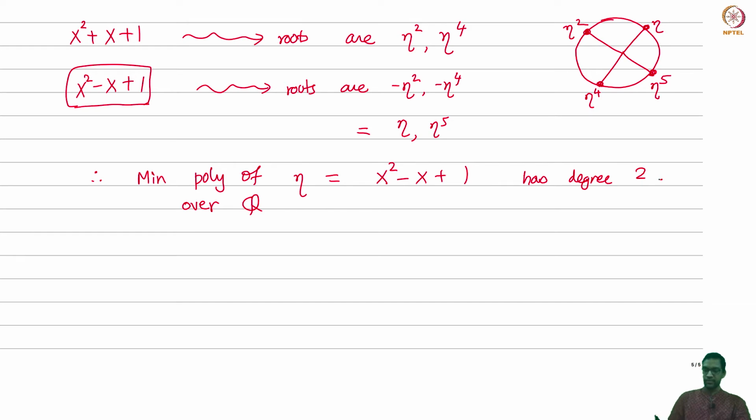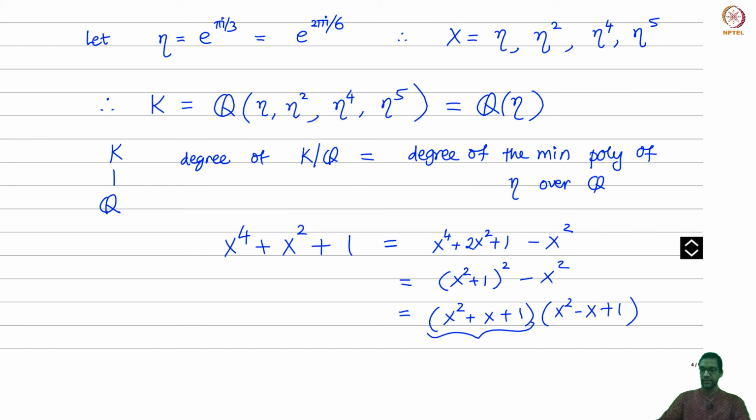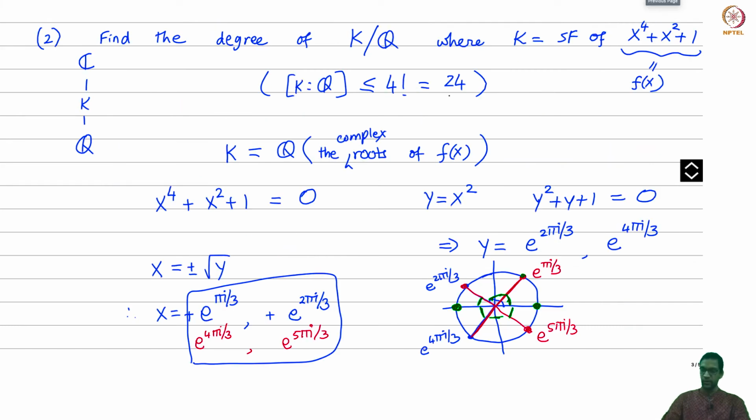Okay, so what does that mean? Well, this extension K over Q that we were looking at, K is Q of eta, this has degree 2. So recall, to start with we said it's at most degree 4 factorial, which is 24, but it turns out that it's actually much smaller. It's just a simple quadratic extension.